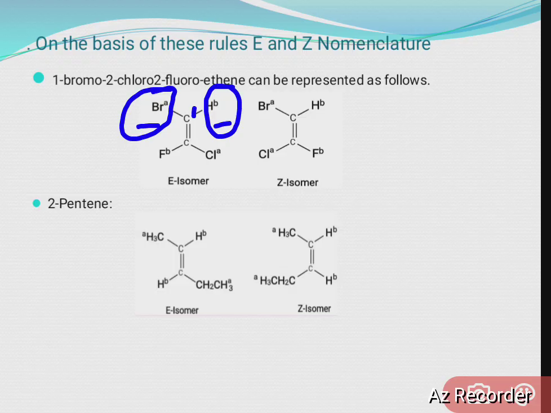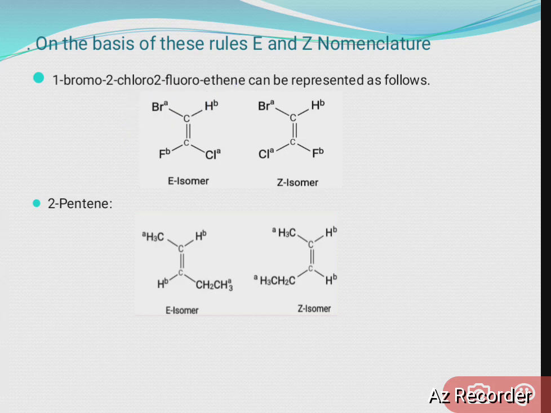Coming to the second carbon atom, what are the groups attached here? One is chlorine, the other one is fluorine. Okay, next, how are you going to prioritize this? Here, chlorine has the higher atomic number compared to fluorine.